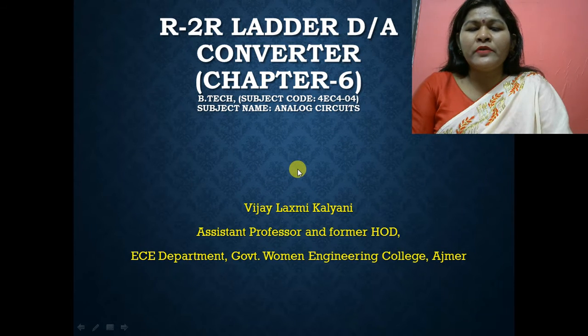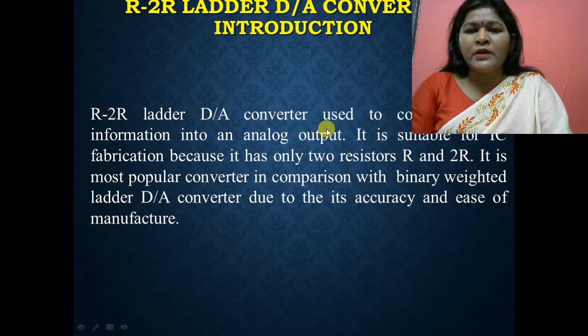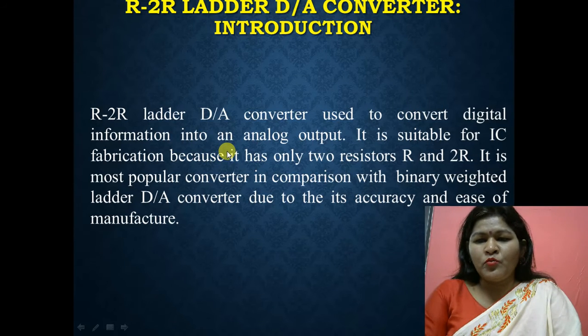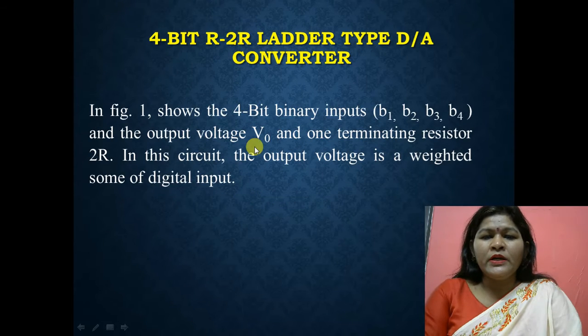So let's start with the basic introduction of the R-2R ladder D to A converter. Student, this converter is basically used to convert digital information into an analog output. It is suitable for IC fabrication because it has only two resistors, R and 2R. It is the most popular converter in comparison with the binary weighted ladder D to A converter due to its accuracy and ease of manufacture. So here we will consider the 4-bit R-2R ladder type D to A converter.